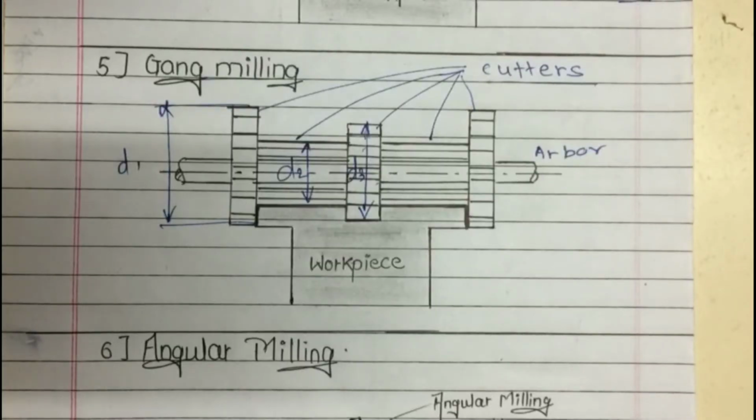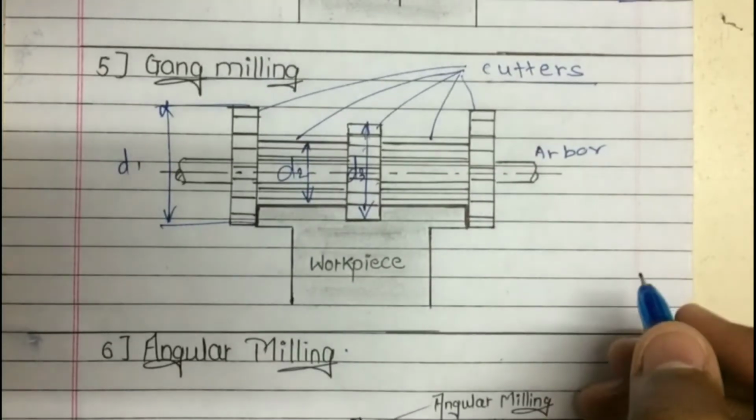And this gang milling operation helps in mass production. With it we can manufacture a workpiece in the least possible time.